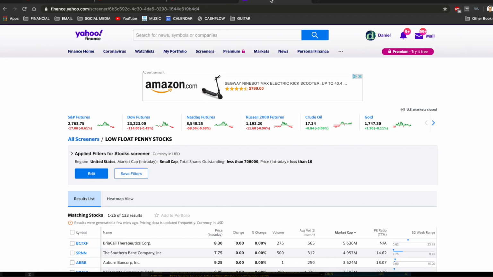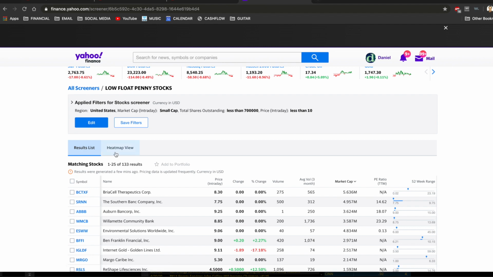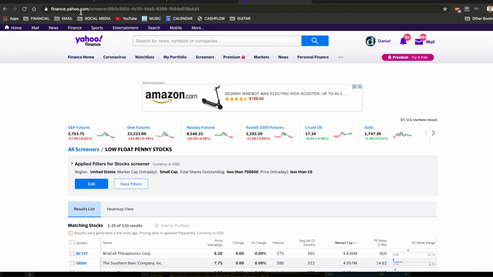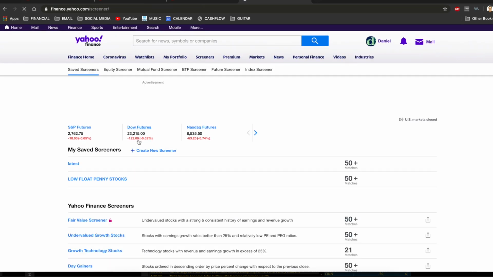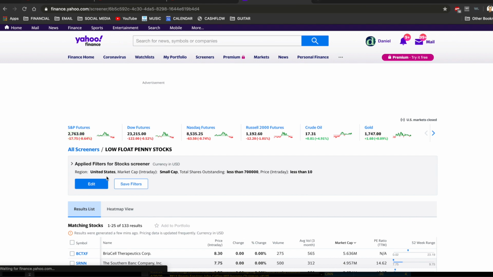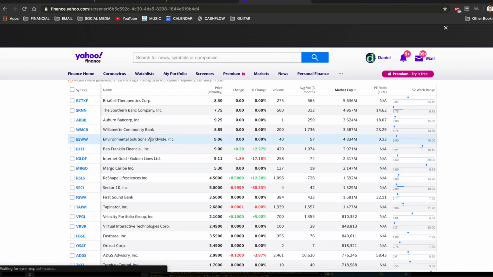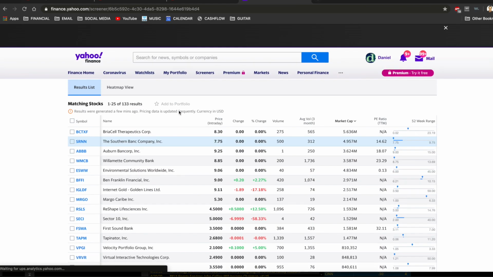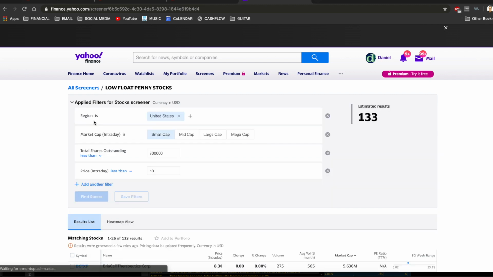And now let's look at Yahoo Finance Screener. Here you can go to the screener. Just type in screener, Yahoo Finance Screener. I already had created one, so right here you put create new screener. Let me show you the one I have. So this screens for this style. Let me look at what kind of things I put.